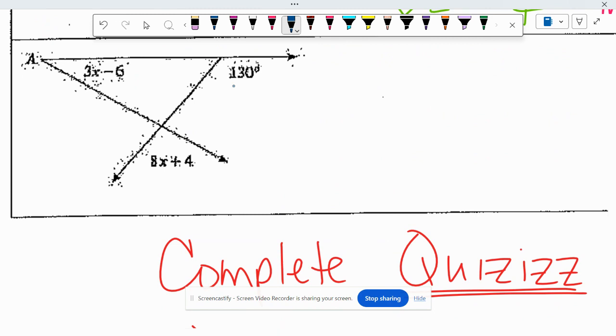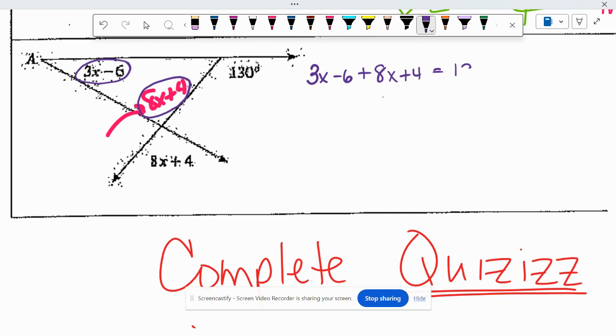All right. Let's look at this next one. So what are some things that we need to do? Vertical angle. So that means that this is 8x plus 4. So when we think about remote exterior or remote interior angles, I have 3x minus 6. That's this guy right here. Plus 8x plus 4. That's this remote interior right here. Equals the exterior.